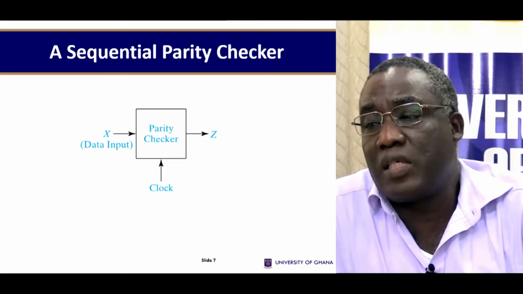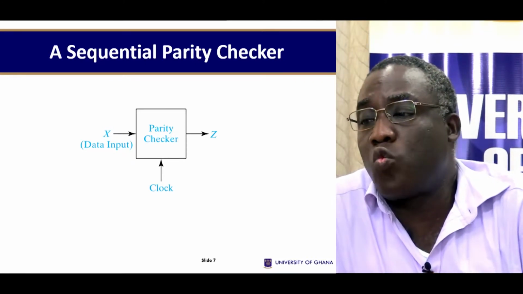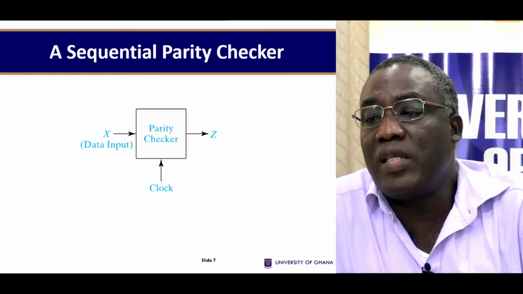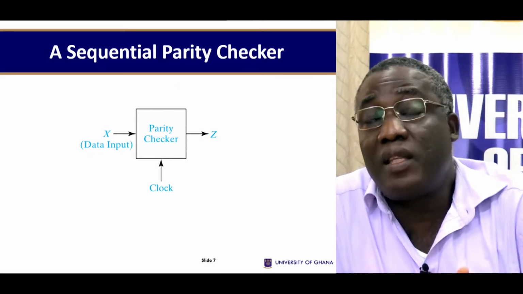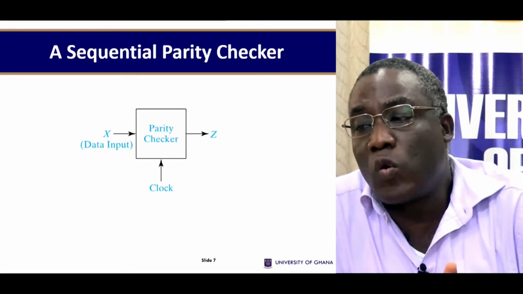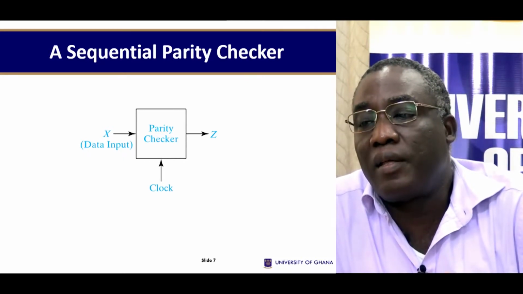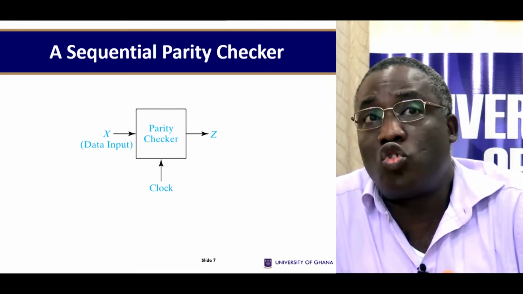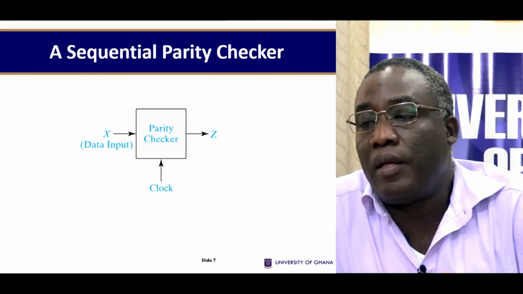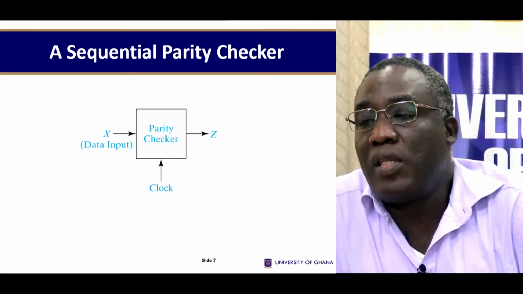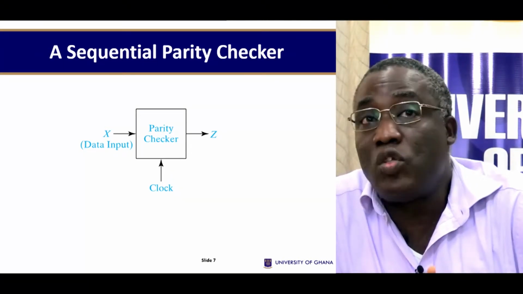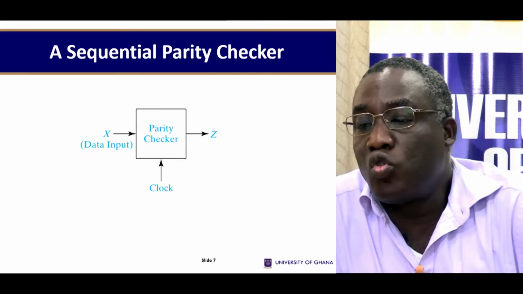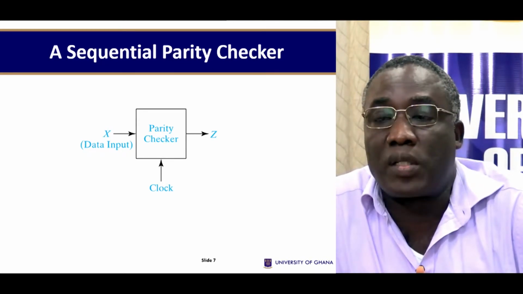As a simple example of a sequential circuit which has 1 input in addition to the clock, we will design a parity checker for serial data. Serial means that the data enters the circuit sequentially, that is 1 bit after the other. The circuit has the form shown here, and we are interested in the output Z. Z should be 1 if the total number of inputs received is odd. That is, the output should be 1 if the input parity is odd.